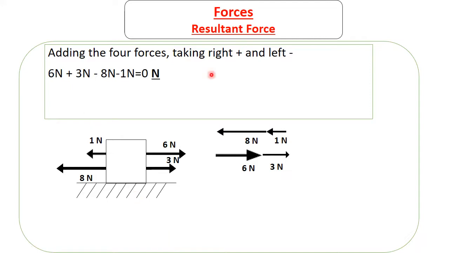And using our mathematics, taking right positive and left negative, I have 6 newtons going right, plus 3 newtons going right, 8 newtons going left, and 1 newton going left. And when we add, we're going to get 0 newtons.